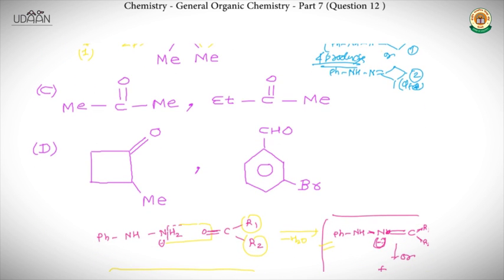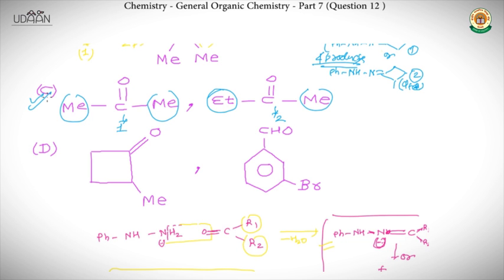Look here in the C option, both are identical groups, no unsymmetry. That will give one product. Here the groups are different, so it will give 2 products. So it also meets our criteria of 3 products. So it will also be our answer.